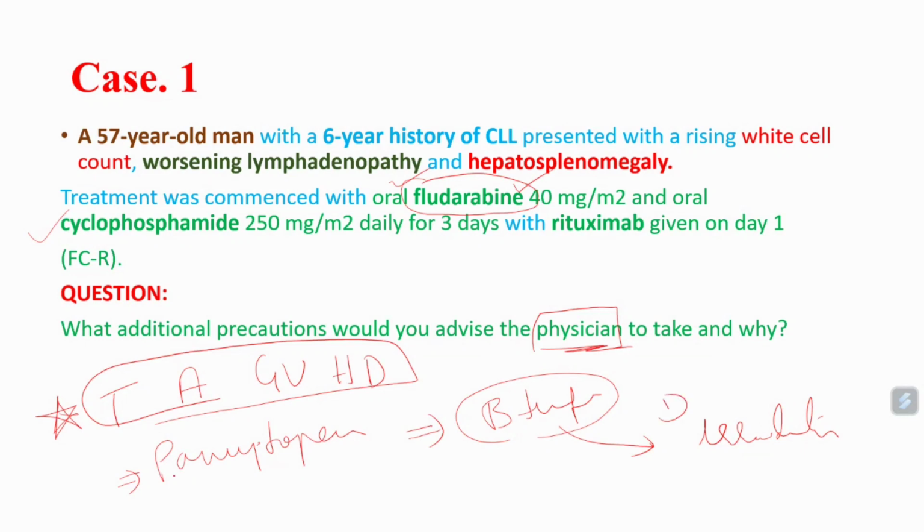First point. And next, as the patient has pancytopenia, infection risk is also very high. So advise the physician to go with an appropriate antibiotic for this patient. And along with this, cyclophosphamide first of all has high nausea and vomiting. Fludarabine also has nausea and vomiting as an adverse effect. So in that case, advise the physician to go with an antiemetic.